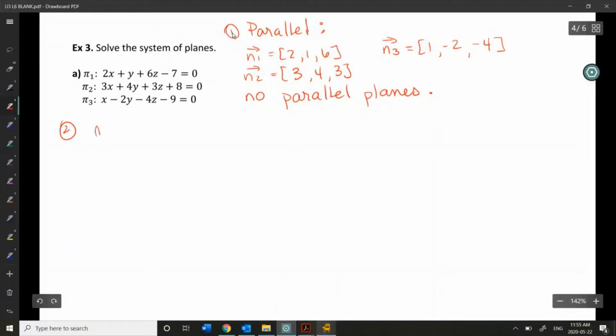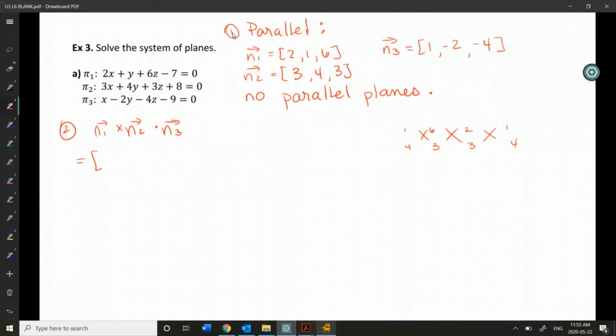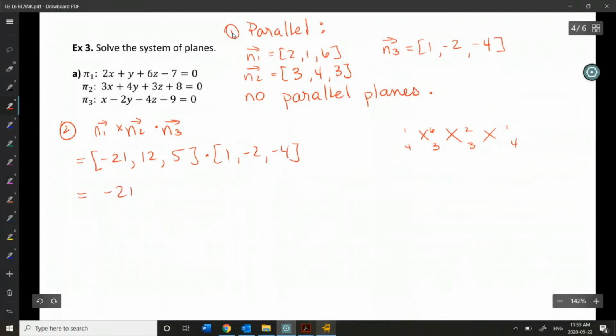So let's do normal 1 cross normal 2, and then we'll dot that with normal 3. The first part that we want to do is the cross product. I think most of us are pretty familiar with this at this point, so I'm just going to go kind of quickly here. So we're going to get 3 minus 24. And then we'll get 18 minus 6, and then 8 minus 3. And then we're going to dot that with our final vector. So we're getting -21 minus 24 minus 20.